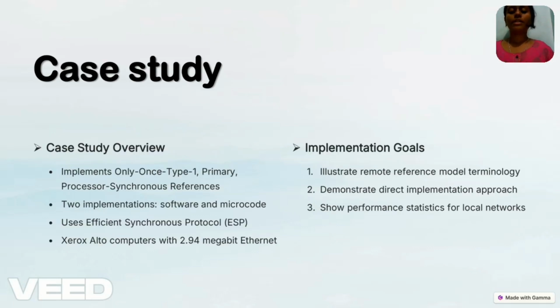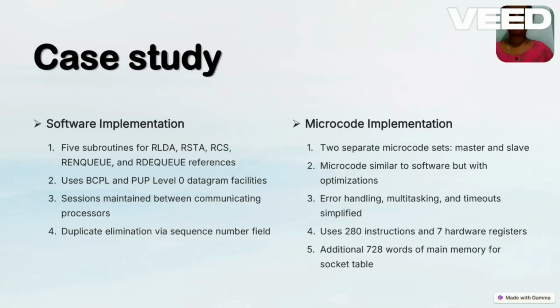Case study overview. It implements the only once type 1 primary processor synchronous reference, with two implementations: software and microcode. It uses efficient synchronous protocols, ESP, on Xerox Alto computers with a 2.94 megabyte Ethernet. The implementation's goals are: it illustrates the remote reference model terminology. It also demonstrates the direct implementation approach. It shows the performance statistics for local networks.